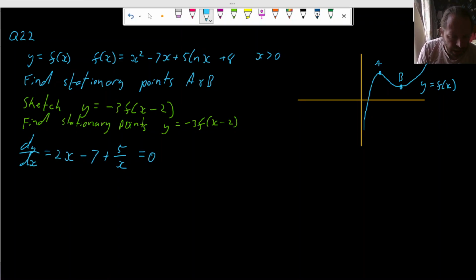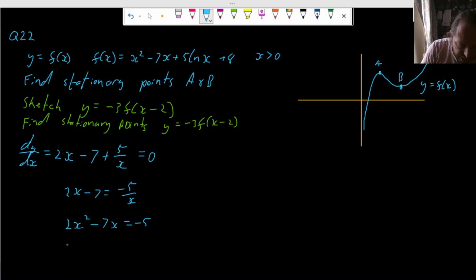So how can we solve that? Let's do 2x minus 7 equals minus 5 over x, multiplied by the x's. 2x squared minus 7x equals minus 5, and so 2x squared minus 7x plus 5 equals 0.